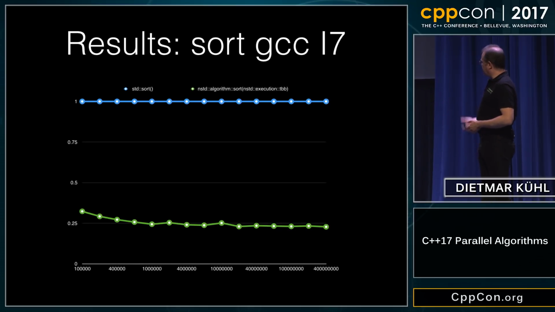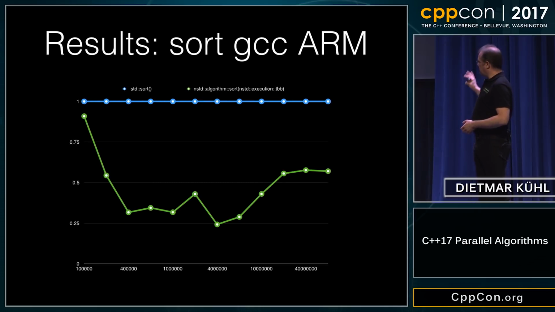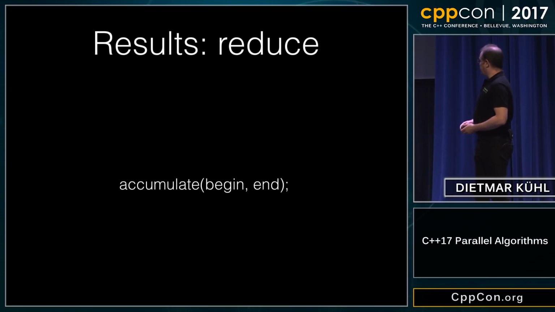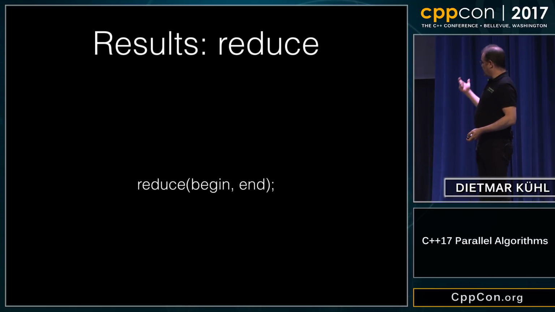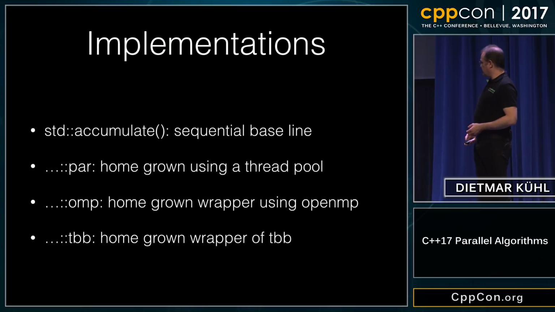It does benefit from that. Likewise on the desktop machine and on the Raspberry Pi. Again, a little bit more confused, but you get a speed up. And then finally, reduce, where you basically need to compute first and then combine these things. Again, relatively simple. It just computes the sum over a range.